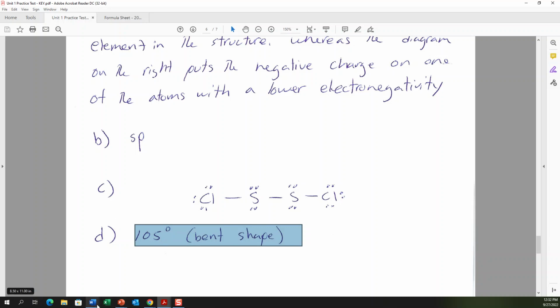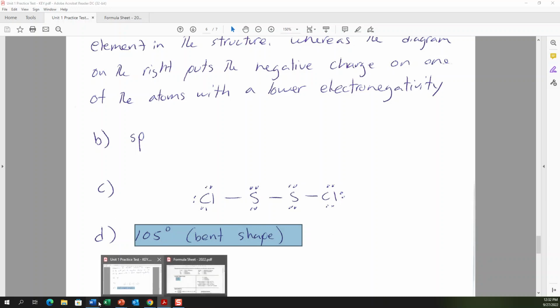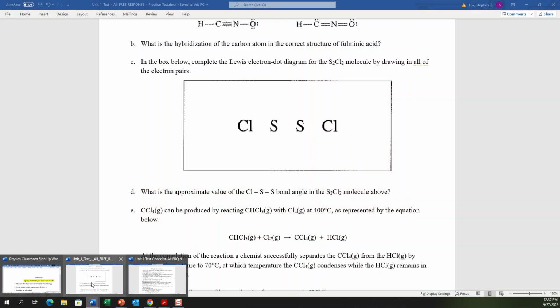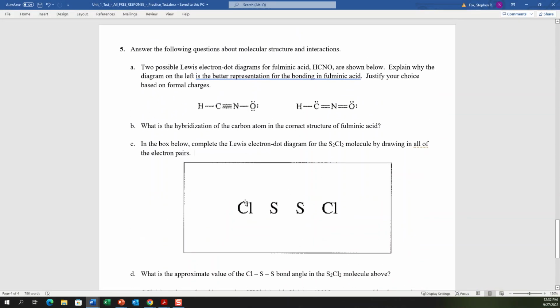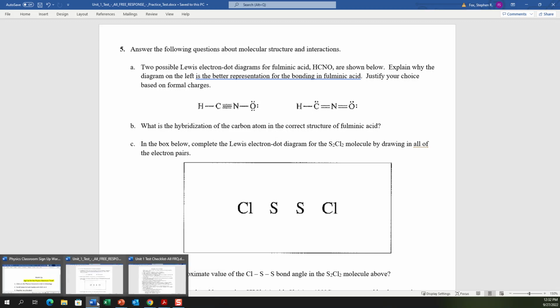Okay? And I think I skipped one, so let me go back and see which one I skipped. Here we go. It asks for the hybridization of the carbon in both structures. In the correct structure, there are 2 domains, so just sp. In this structure, it would have been sp2 because it has 3 domains, but in the correct structure, it has 2 domains, so sp. All right.